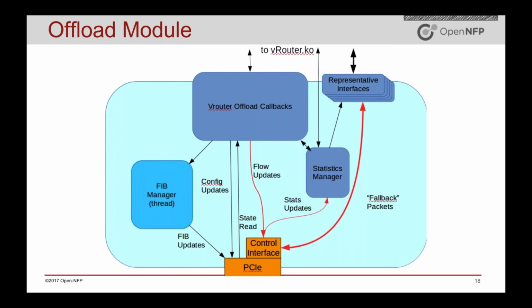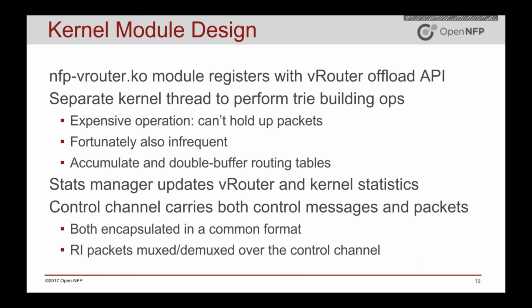And then last but not least, we also have the packets, those fallback packets that I mentioned, the ones that we're not handling in the NFP. They come in through PCIe and they get delivered over a common VNIC but encapsulated to the representative interface subsystem, which then demultiplexes them to the virtual NetDevs and delivers them to the vRouter kernel module, or vice versa. As the vRouter kernel module delivers packets to the representative interfaces, we encapsulate them and mux them and send them down over the control channel. And as I said, this slide is just all the points that I just discussed.